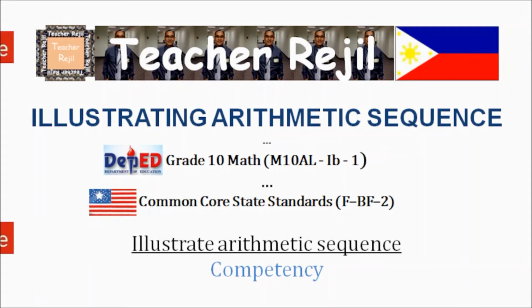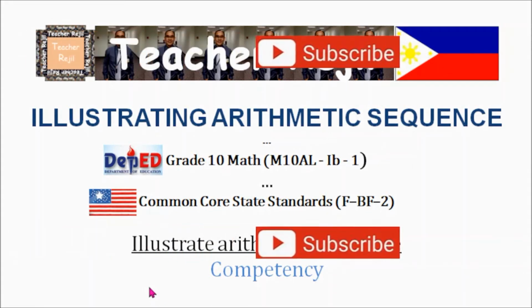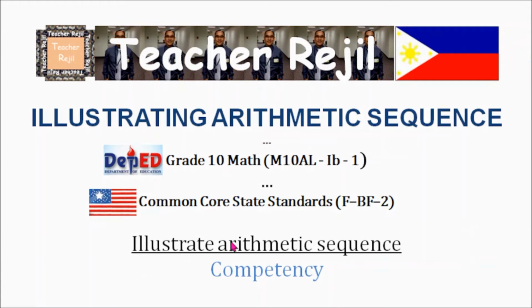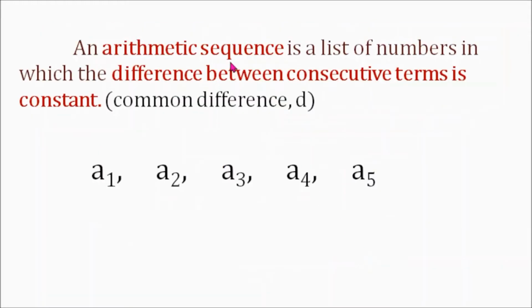Hello everyone. In this video, we are going to discuss how to illustrate arithmetic sequence. An arithmetic sequence is a list of numbers in which the difference between consecutive terms is constant. So meaning to say, there is a common difference between consecutive terms.